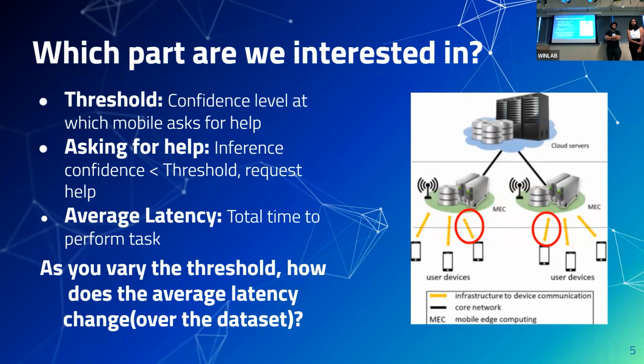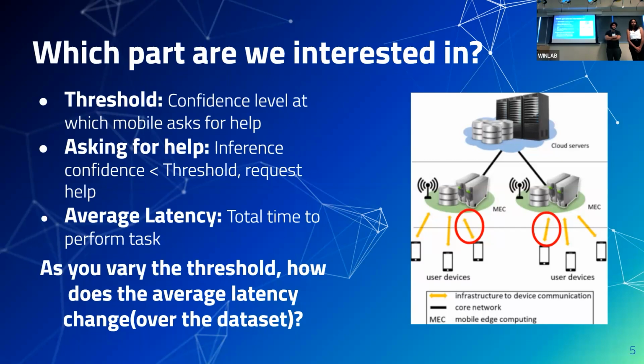These mobile devices have artificial intelligence models within them. Along with the prediction given by this model, we get another value which represents its confidence in that prediction. If the confidence doesn't meet a certain threshold criterion, it asks the edge device for help, because the edge has more computational power and can do the task better. But this is at the cost of some time.